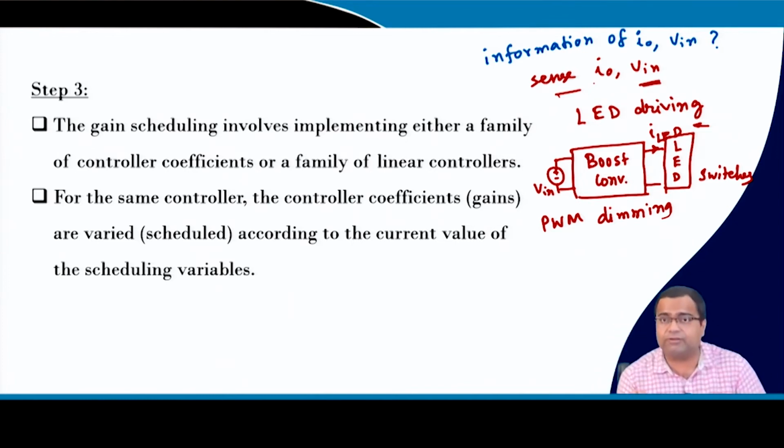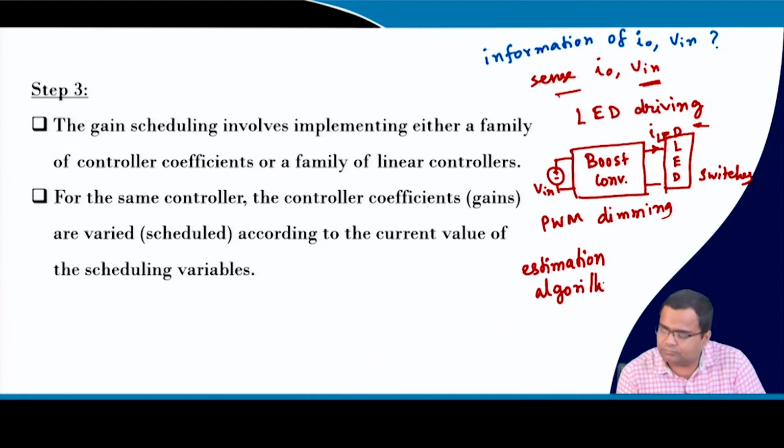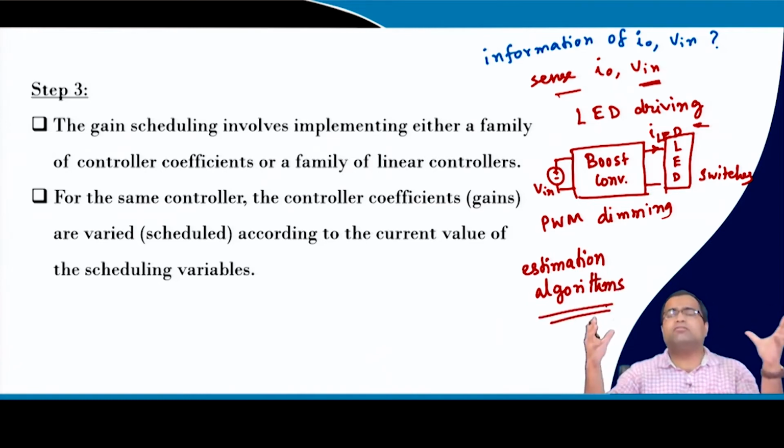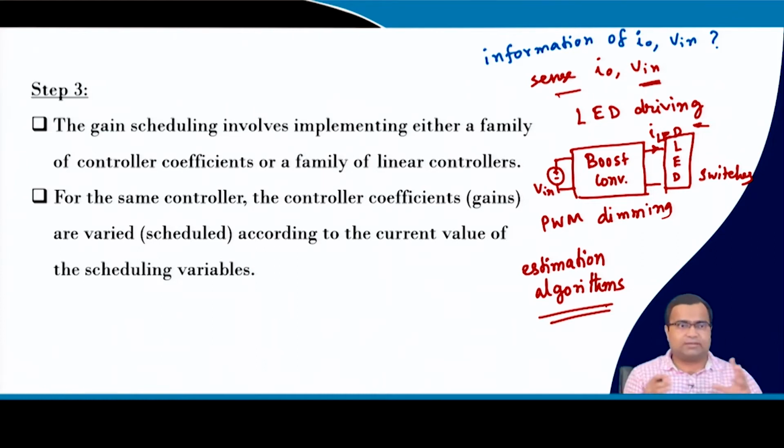But if you are going for low voltage high current application, then this might be difficult, because sensing current in the high current path is really a tough, difficult job. But we can also use some kind of estimation algorithm, which may not require to sense the current, but then we can get the information and you can schedule it.